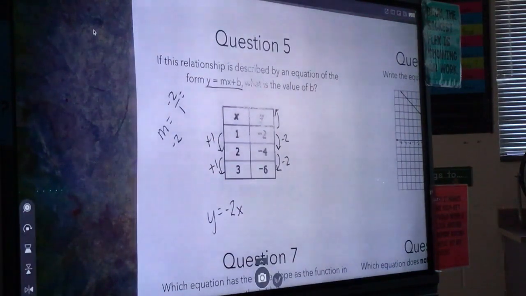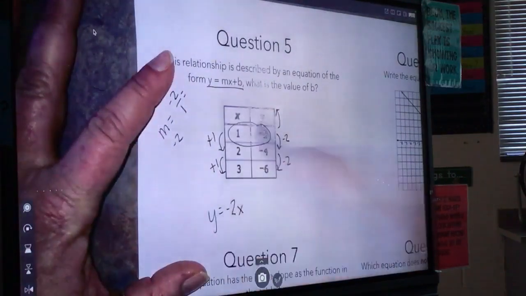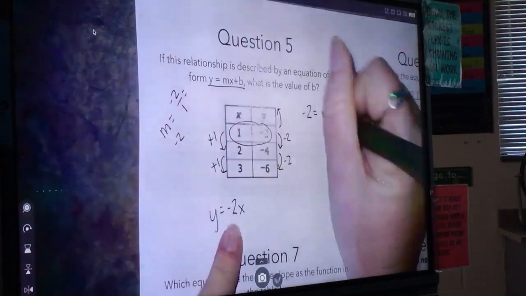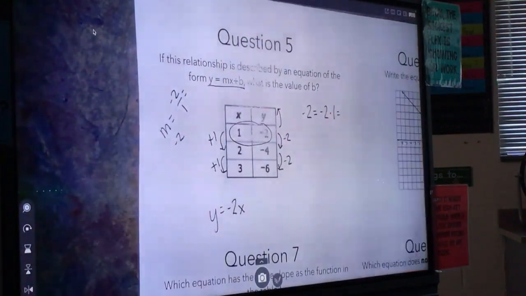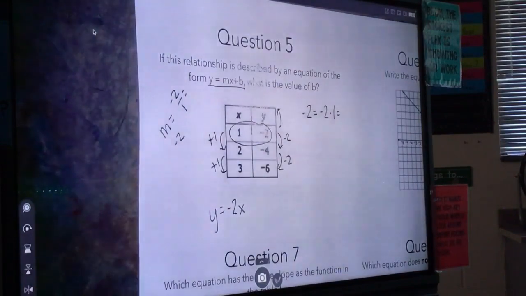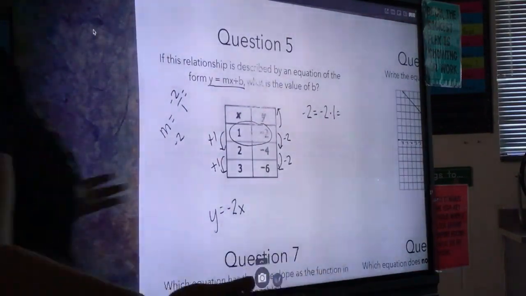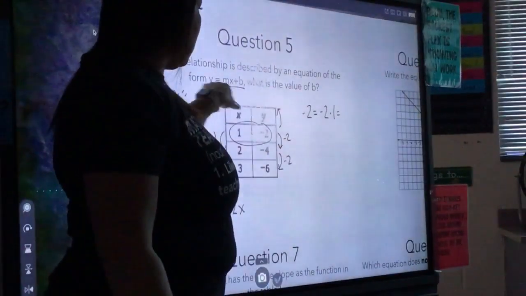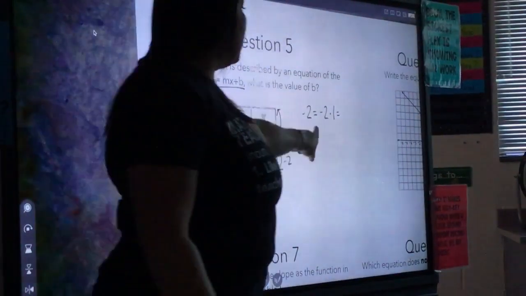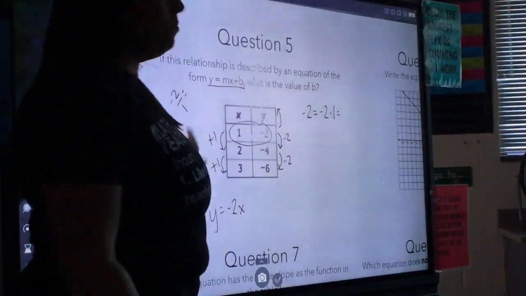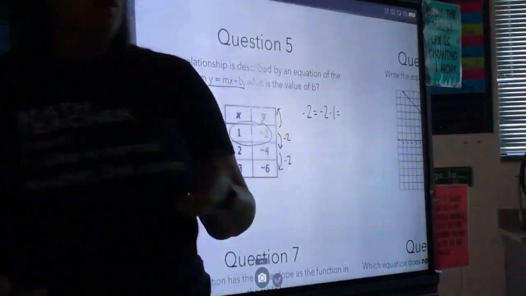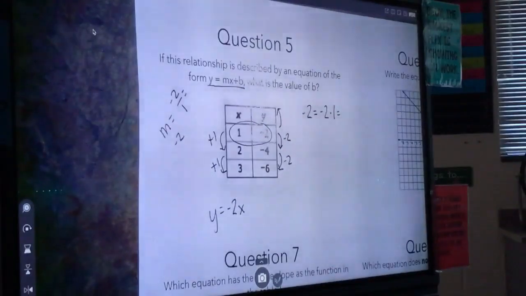Can you pick a point and plug it in? That's what I did. So can I do negative 2 equals, what is it? Negative 2 times 1, which is just negative 2. So my y is negative 2, right? So I'm using this formula, and I plugged in, so y is negative 2 equals, what is my slope? Negative 2 times 1. 1 is my x. If that equals, what do you know?